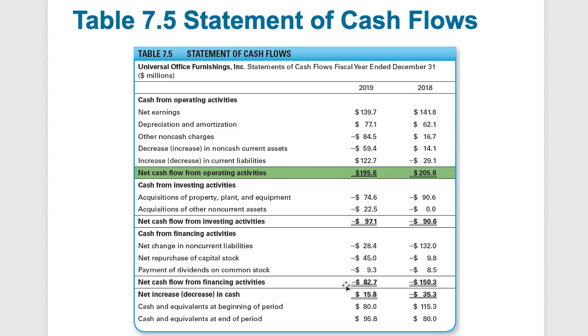At the bottom line, we want to know if there's an increase or decrease of cash. And here we have an increase of cash, but what are the sources of the cash? Is it coming from borrowing, or is it coming from operations of the business? These are things that analysts look at to determine whether the company is improving or not improving in its financials.